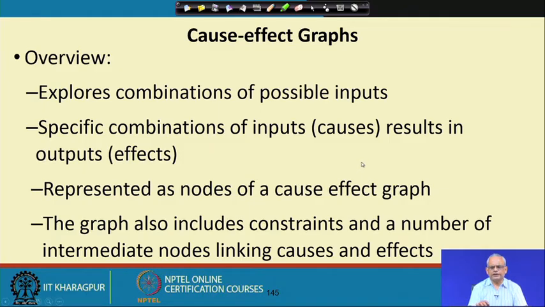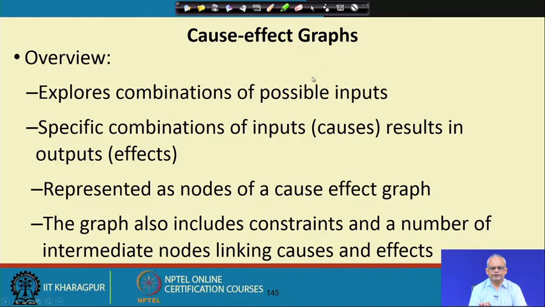The cause effect graphs is a testing technique which just systematizes the decision table development. If we understand the problem well, we can easily generate the decision table, but sometimes the cause effect graphs can help us generate the decision table easily.